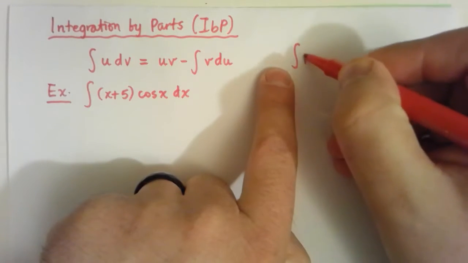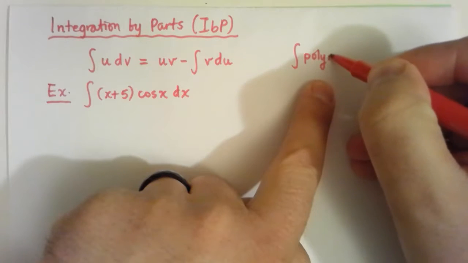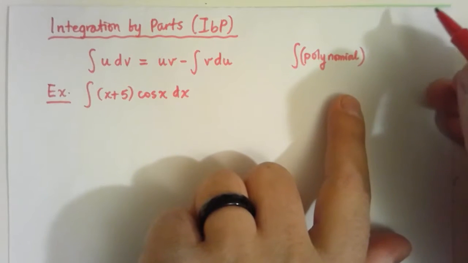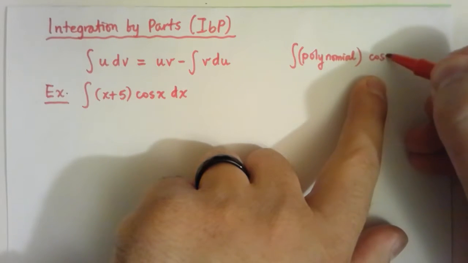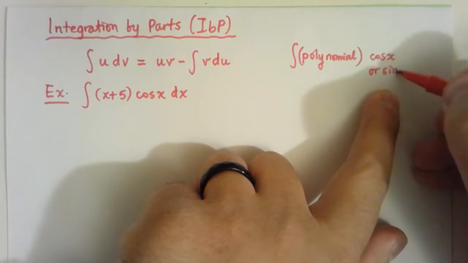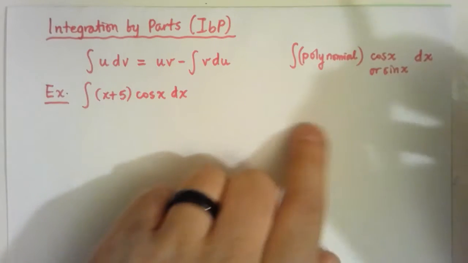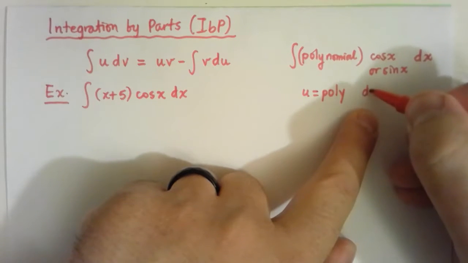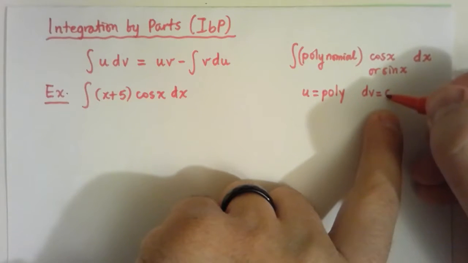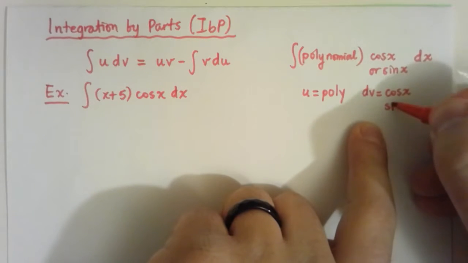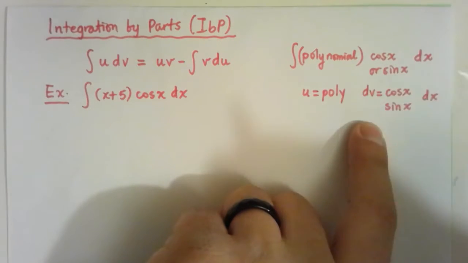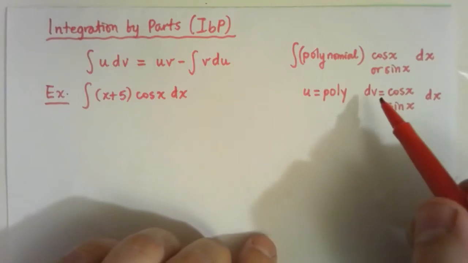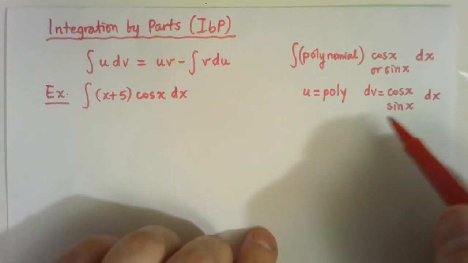If you have an integral of a polynomial multiplied by a function like cosine x, or it can be sine x dx, then the selection will be: u will be your polynomial and dv will be the other function, the trig function cosine x or sine x dx. The reason is, whatever you choose for dv should be something that you can integrate easily.